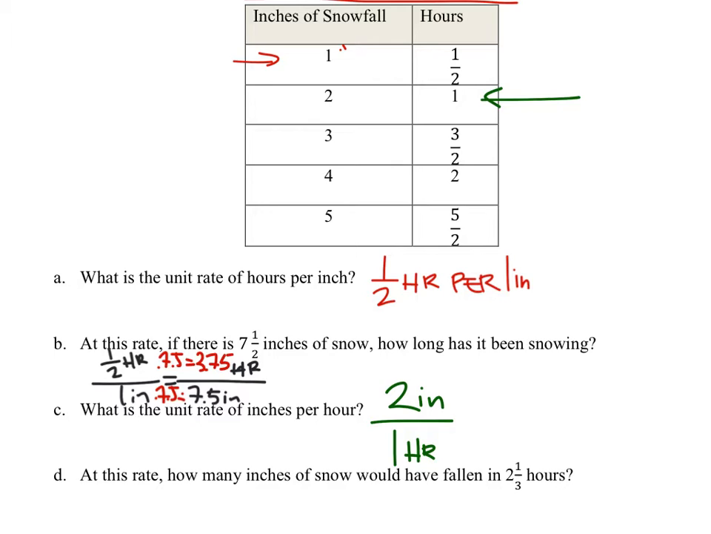Well, the next part is we want to know how many inches would fall for 2 1/3 hours. And that's kind of where the difference comes in, is that now we're looking at 2 1/3 hours. But of course, we don't usually compare this with mixed numbers, so let's change this into an improper fraction, which would be 7/3. And we're looking for inches right here. So how do we get 1 hour to be 7/3 hours? We multiply it by 7/3. So we'll multiply the 2 by 7/3 as well. And I got 14/3 inches. That, of course, was for part D.